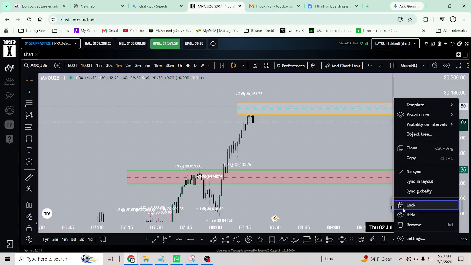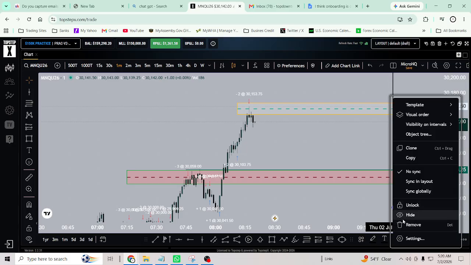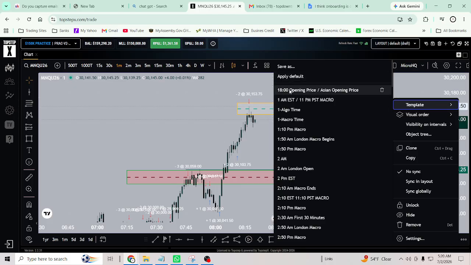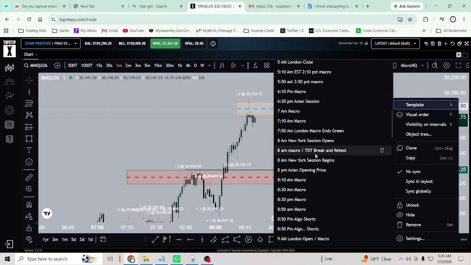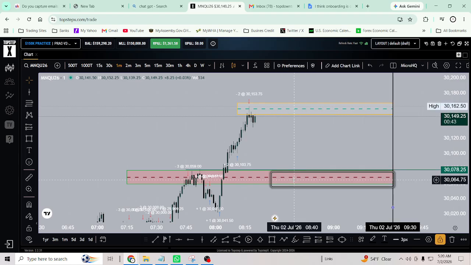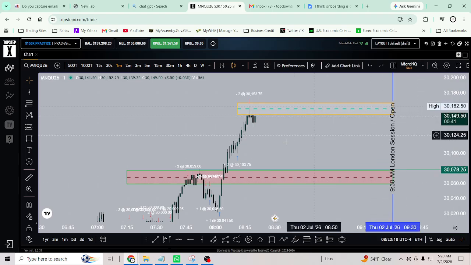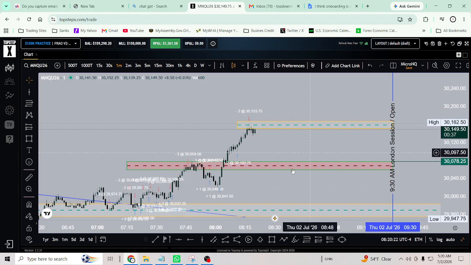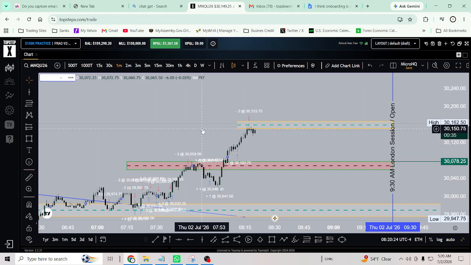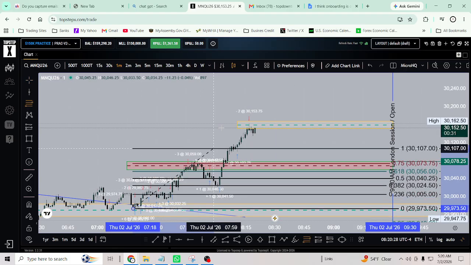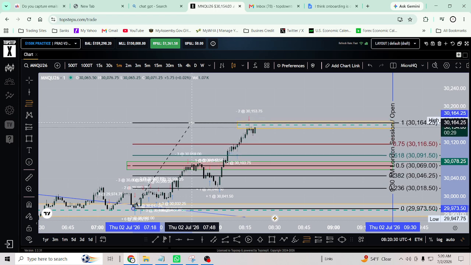I'm going to lock that. I'm also going to go to my 1800s, that's the Asian session. And then we have the 9:30 London open. Okay, so the question becomes, right now, if I wanted to make a trade, I would be concerned about this entire range in price.